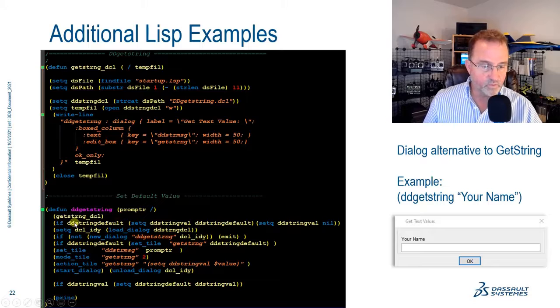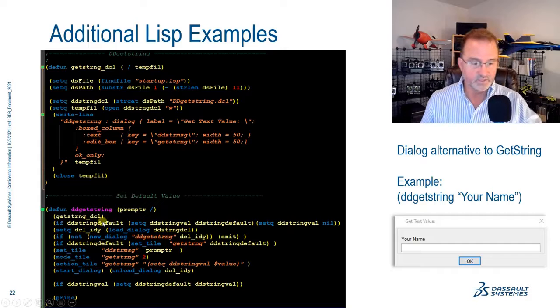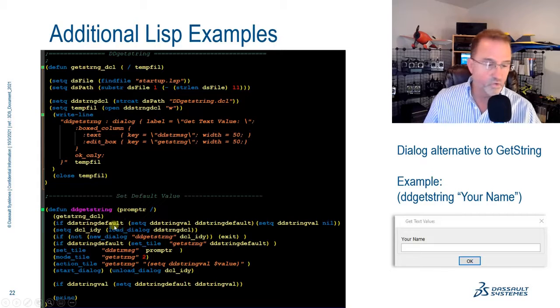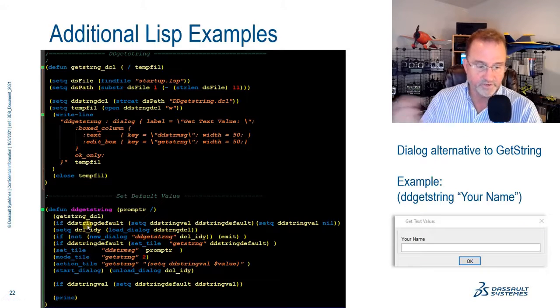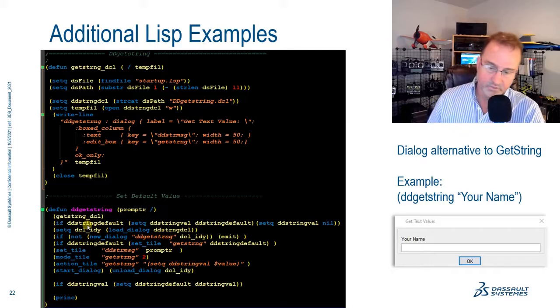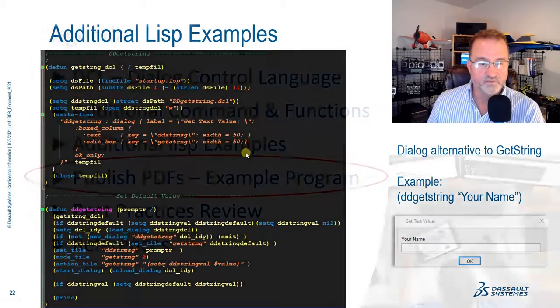Here I'm using dd string default as the default variable. So if that exists, maybe I can grab the login name and set that to dd string default. Or if I already know that I want to have a default value for something, I can use that as the default value, just setting that prior to asking with the dialog. So just another example of a Lisp routine.